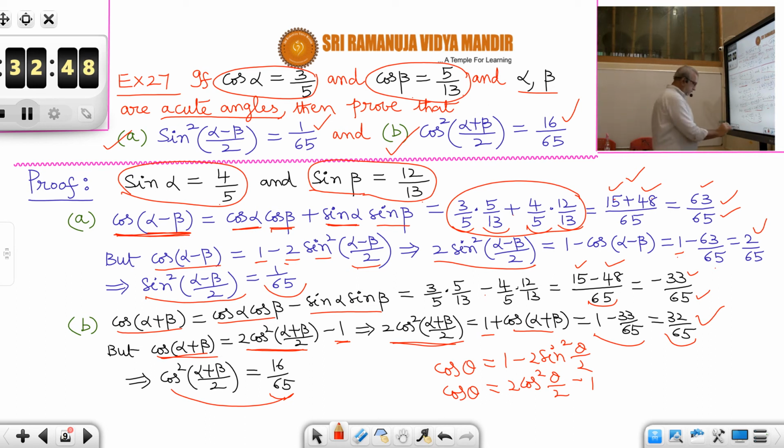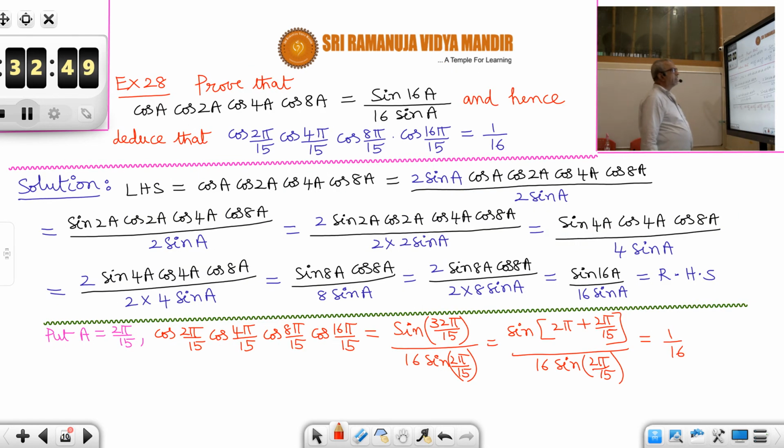Let us see the next example, number 28. Prove that cos A, cos 2A, cos 4A, cos 8A is equal to sin 16A by 16 sin A, and hence deduce that cos 2 pi by 15 into cos 4 pi by 15 into cos 8 pi by 15 into cos 16 pi by 15 is equal to 1 by 16.